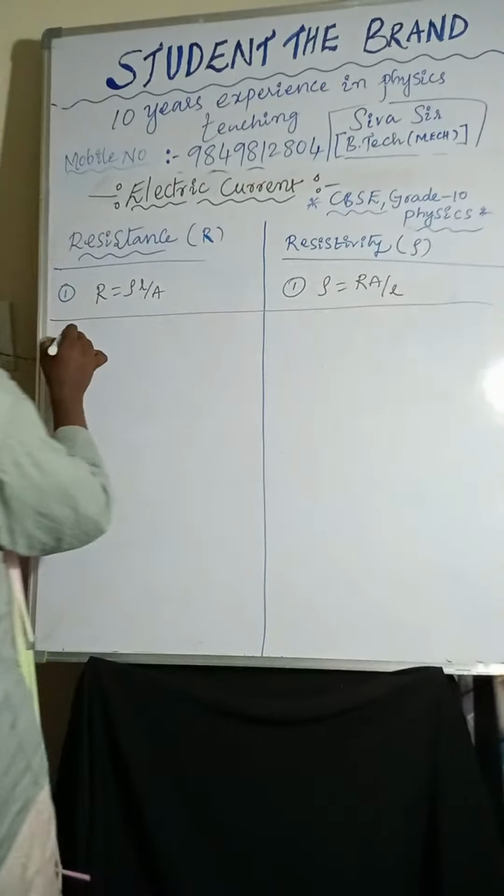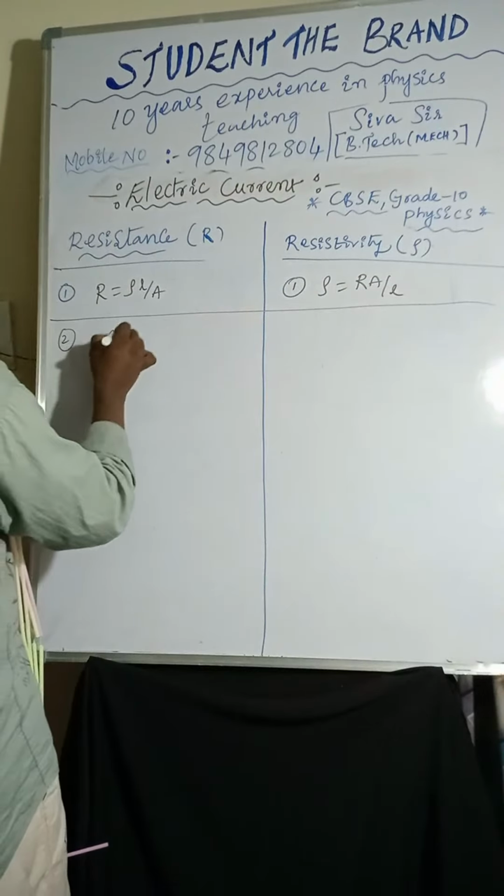Coming to the second one, the SI unit of resistance is ohm. Second, the SI unit of resistivity is ohm meter. Now we are going to the third one.